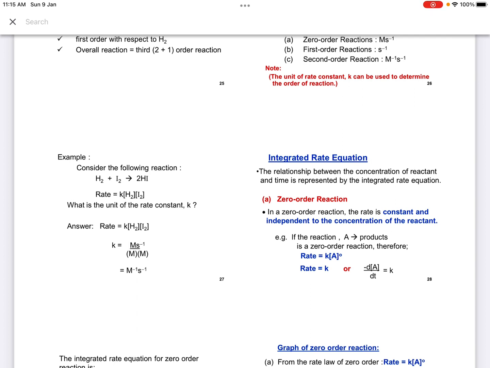So if the reaction A produces products, is a zero order reaction, therefore rate equals to k[A]^0. And we all know A power 0 is equal to 1. So rate is equal to rate constant, or rate equals to k. We also can write in differential form, negative d[A]/dt equals to k.